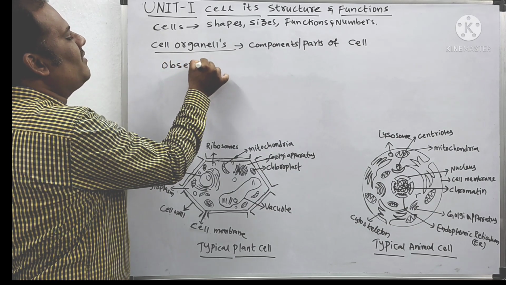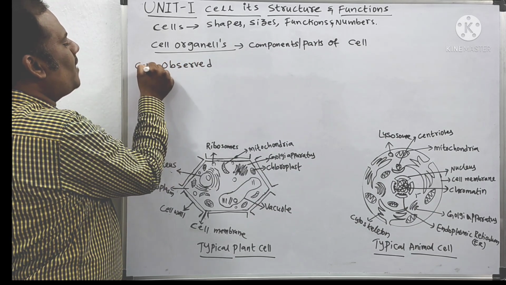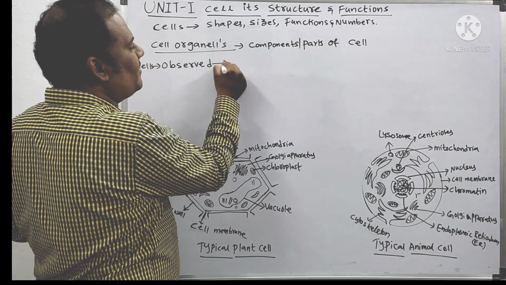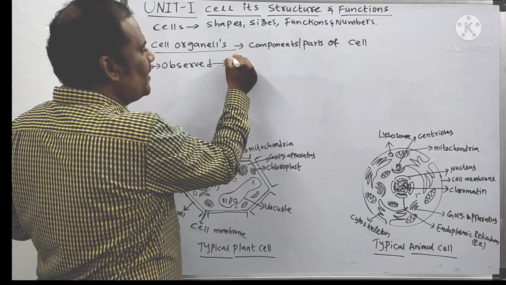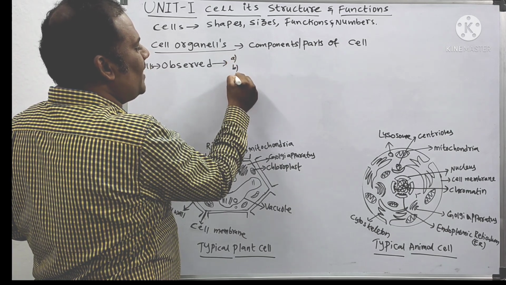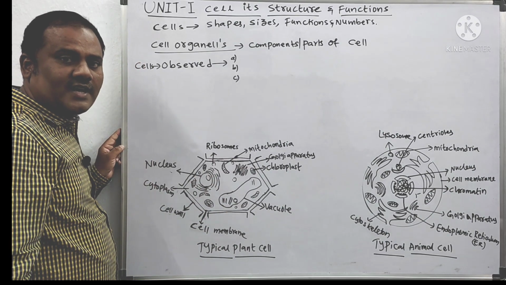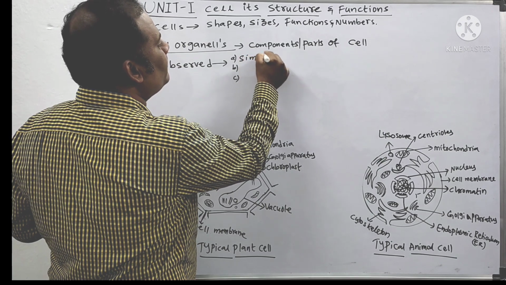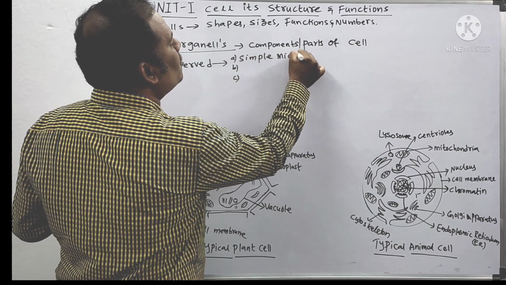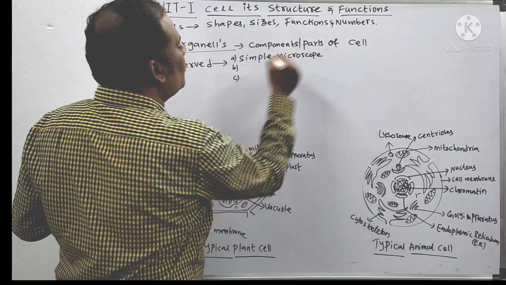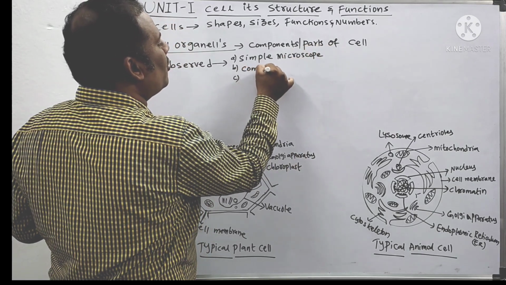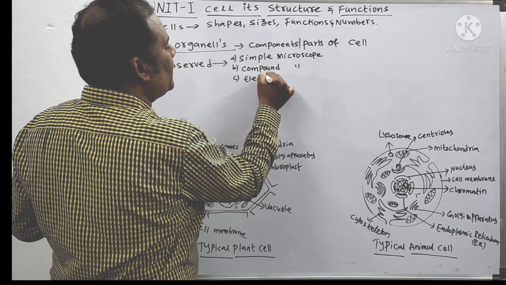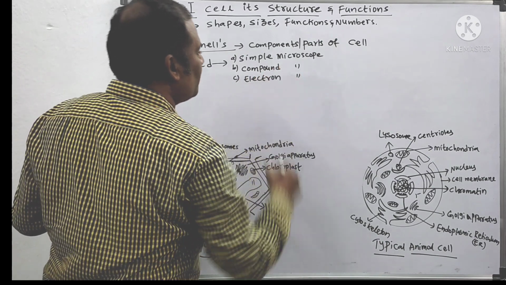These cell organelles can be observed with the help of what? That is a microscope. There are 3 types of microscope we generally use for the study of cells. They are the simple microscope, also called an optical microscope, next the compound microscope, and next the electron microscope.